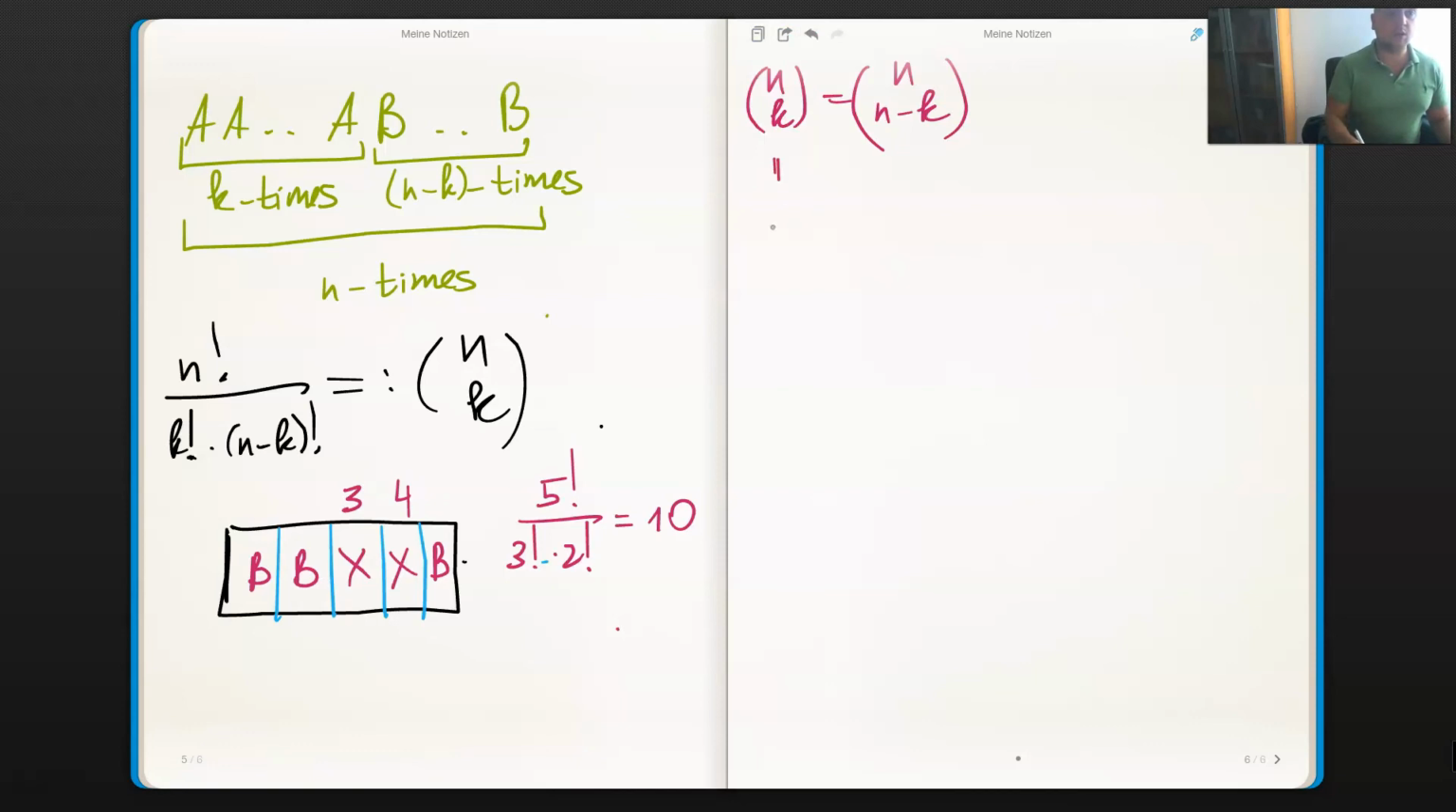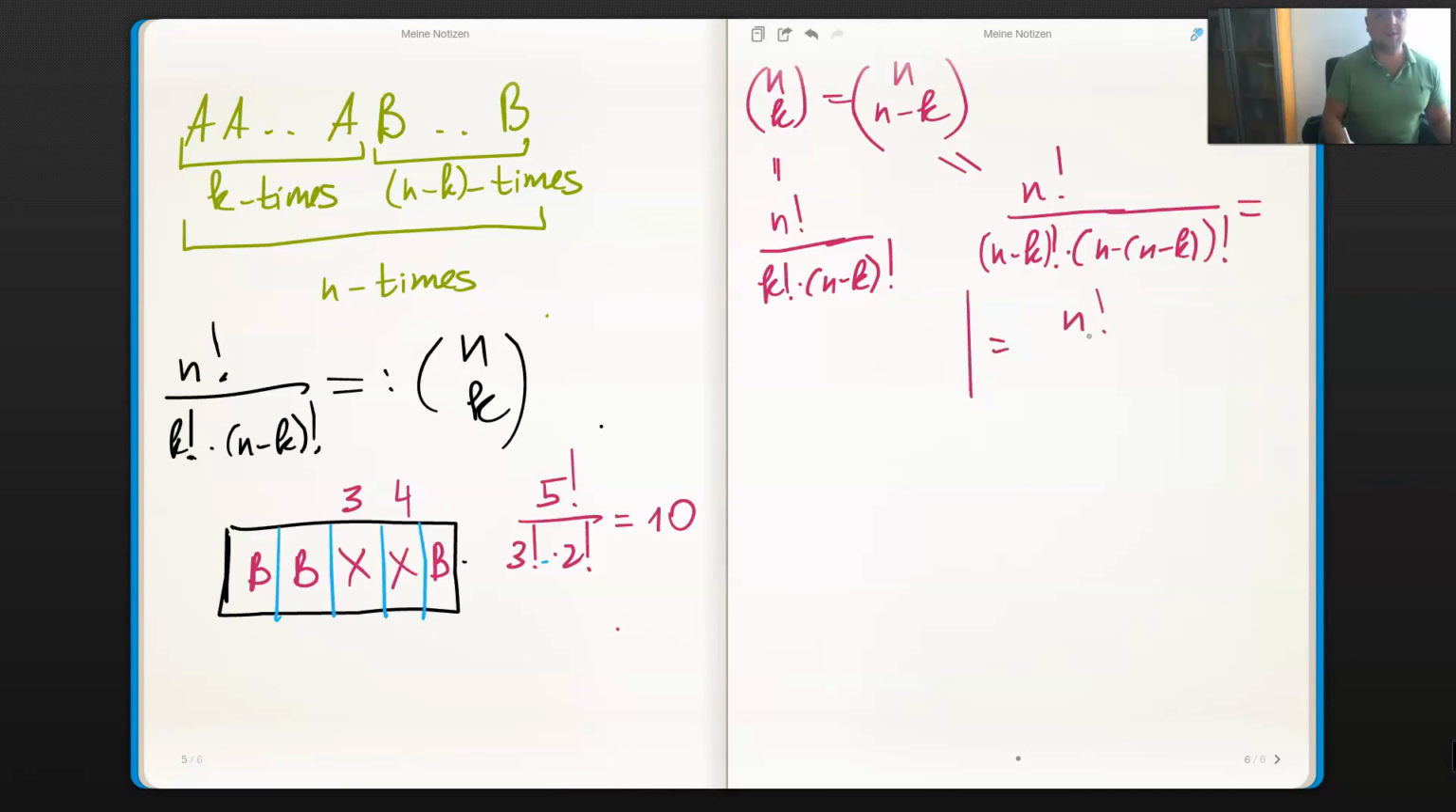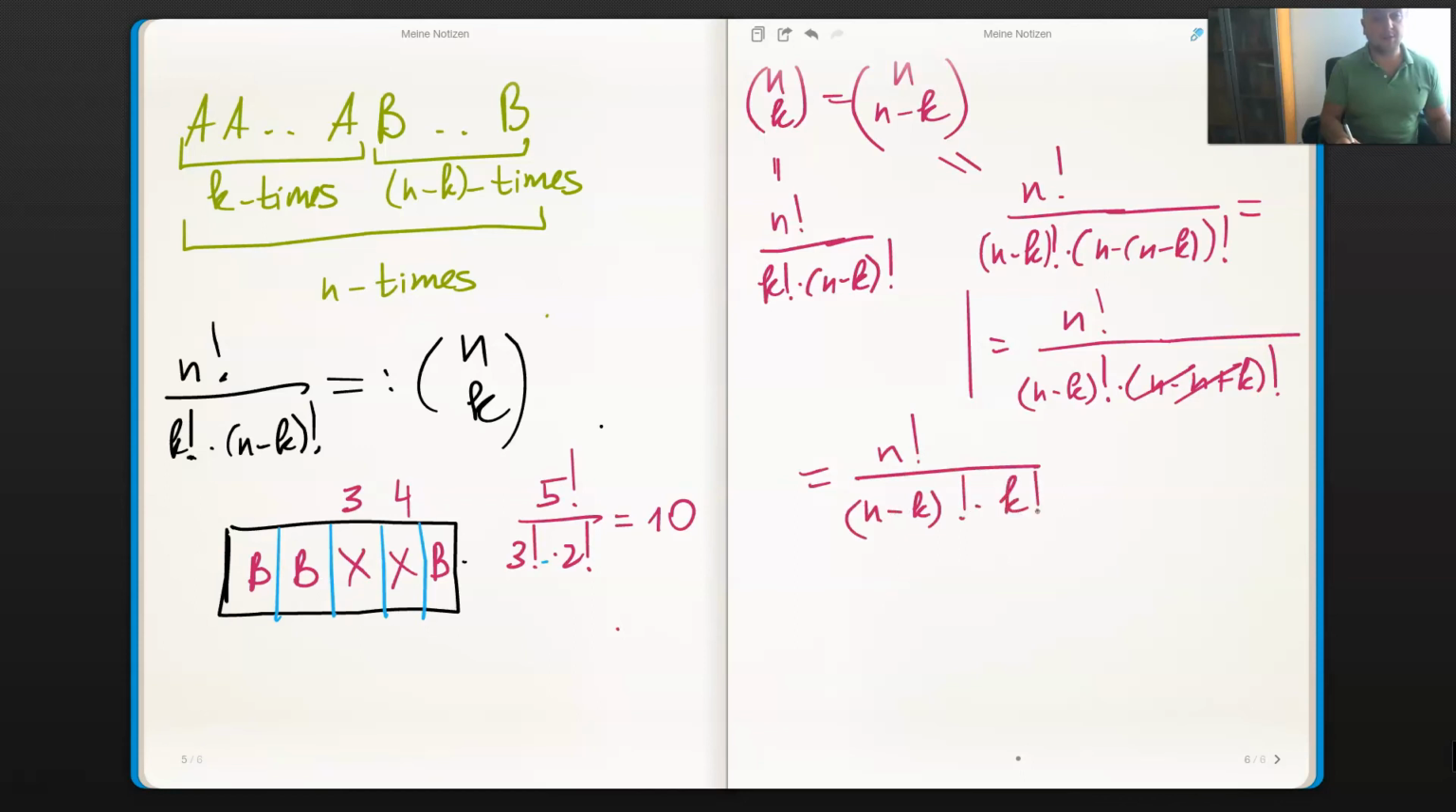So N choose K was N factorial divided by k factorial times n minus k factorial. What about here? Well, we have n factorial divided over n minus k factorial times n minus k factorial, as you can see. We are opening the parentheses, and we have n minus n plus k factorial. We're canceling those two, and we get n factorial divided over n minus k factorial times k factorial. Now we can rearrange it, and we are at the definition of n choose k. So this is the proof.